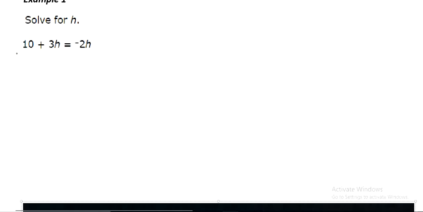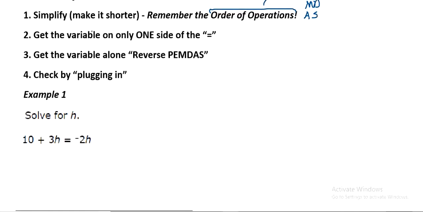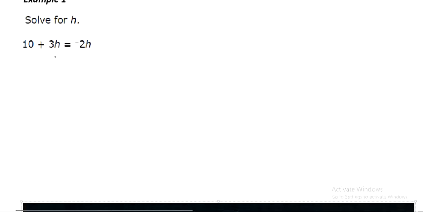The only option I have is to try to do addition, and I'm not allowed to add 10 plus 3h. They are not like terms. So I cannot simplify this one. I go to step 2, which is to get the variable only on one side of the equal sign. So I can do that one.